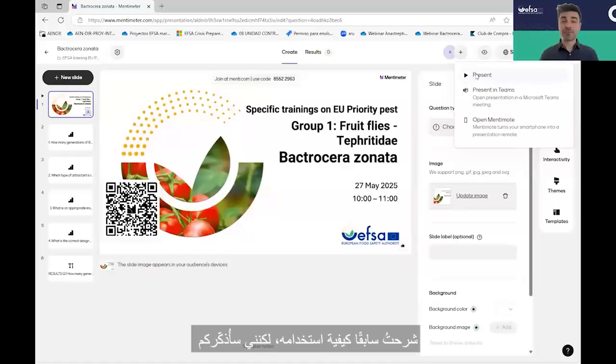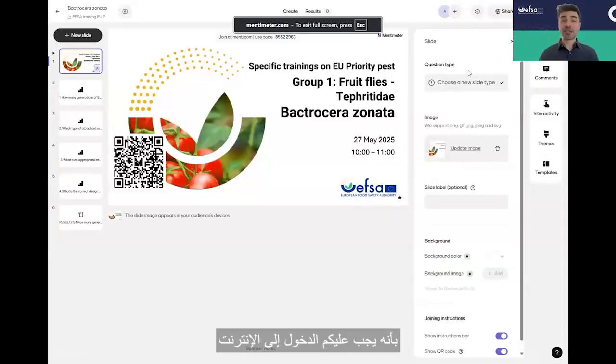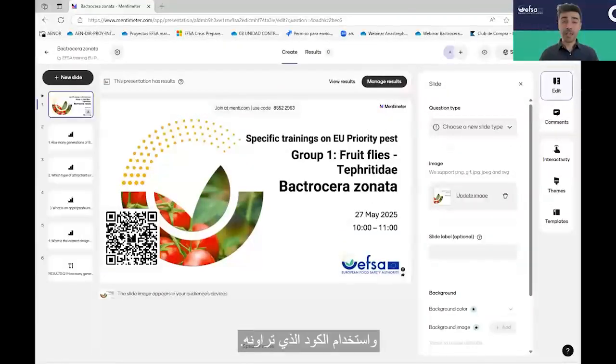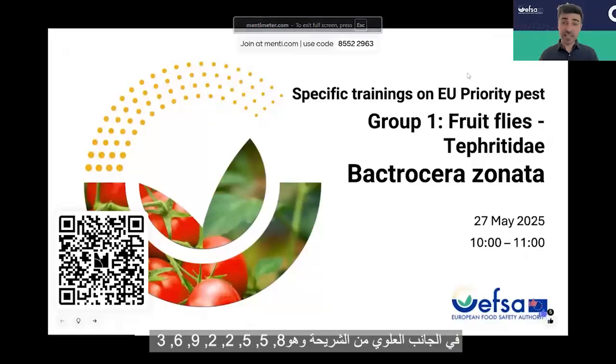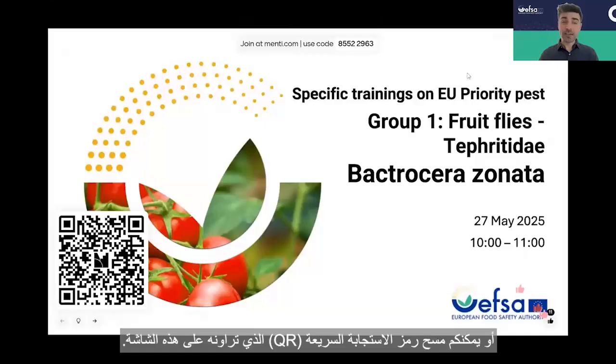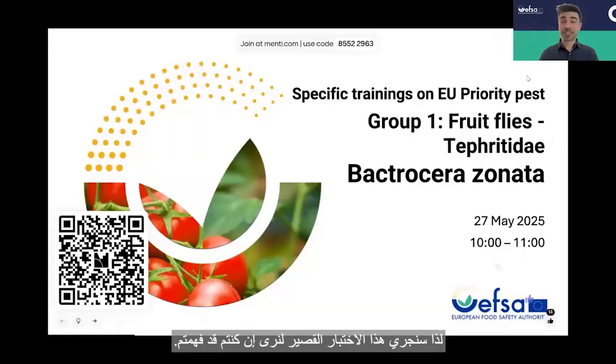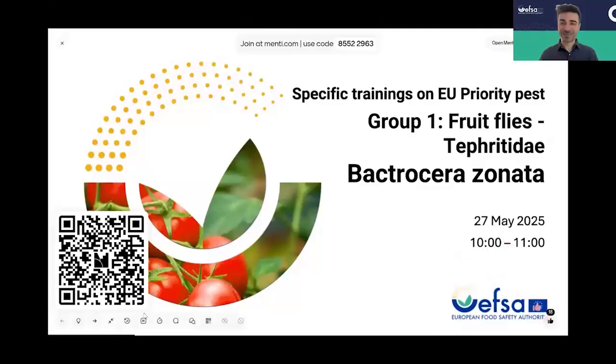For that, we're going to use Mentimeter again. I explained before how to use it, but I will remind you that you have to go online to www.mentimeter.com and use the code that you can see in the upper side of the slide, 85522963, or you can scan the QR code that you are seeing on the screen. We are going to do this small quiz to see if you understood, and then Josep and Hans will give us the correct answers.